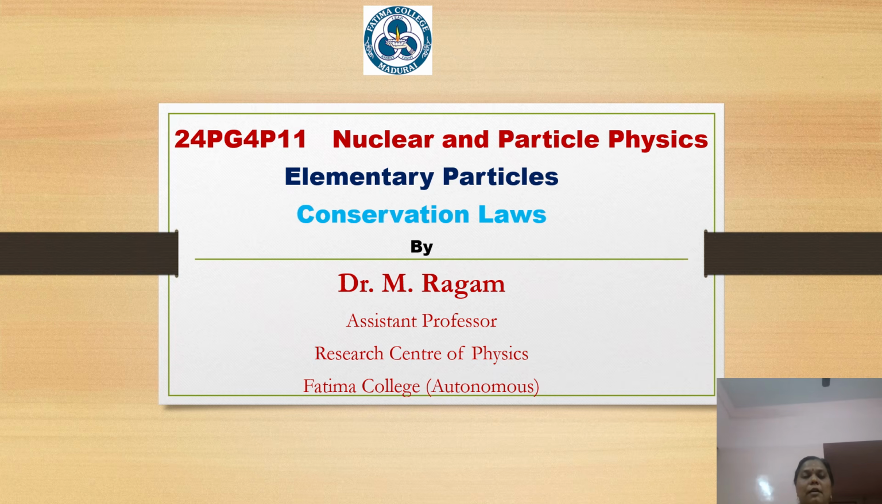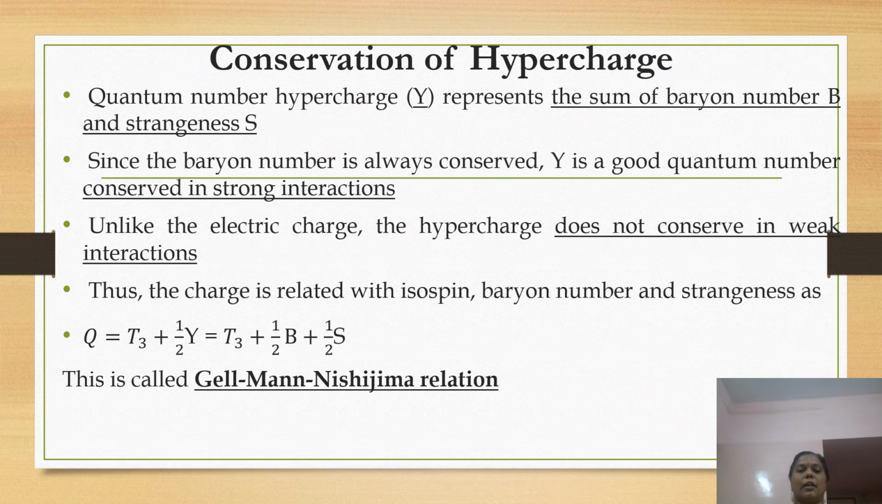Hi everyone, welcome to the Z module. The Z module is about the conservation laws in the elementary particle physics paper. So many conservation laws are there. The specific conservation law that holds for elementary particles is the conservation of hypercharge. Hypercharge represents the sum of the baryon number B and the strangeness S.